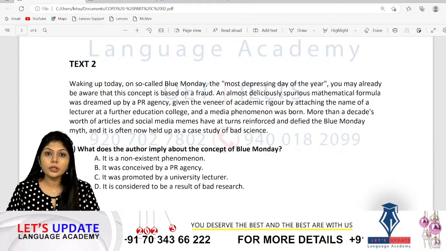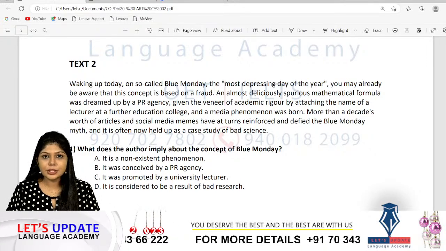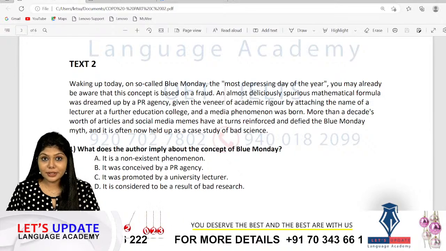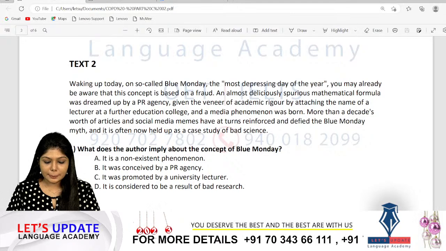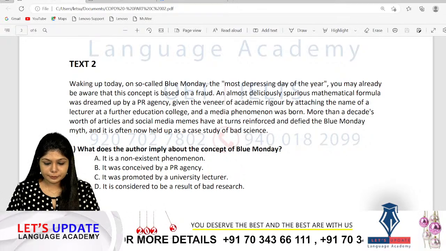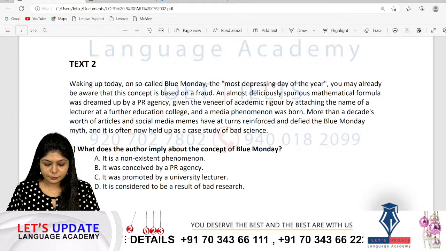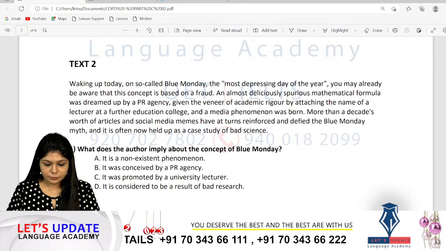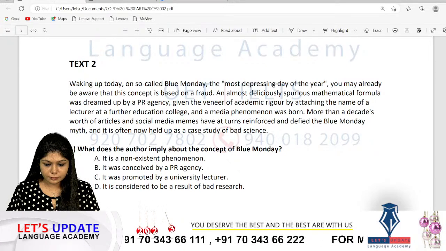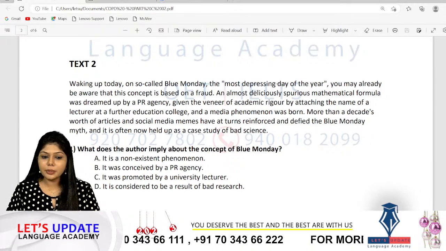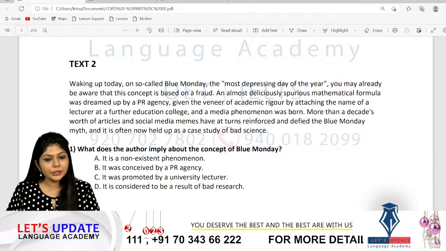For those of you who have joined late, we are conducting the reading module discussion of part C, and this is the first question that we are going to discuss. Please read the paragraph, answer the question below, and put your answers in the comment section.